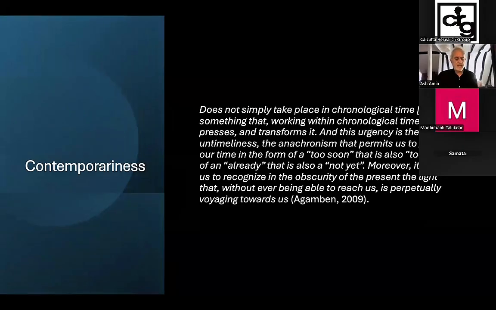Echoing Giorgio Agamben's description of the contemporary as neither preordained nor preformed, he implies in this quote that the contemporary is an anachronism with its own dynamic and potentiality. And in his essay on contemporariness, he writes that contemporariness is an anachronism that permits us to grasp our time in the form of a too soon that is also too late, of an already that is also a not yet. I quote, "It allows us to recognize in the obscurity of the present the light that, without ever being able to reach us, is perpetually voyaging towards us."